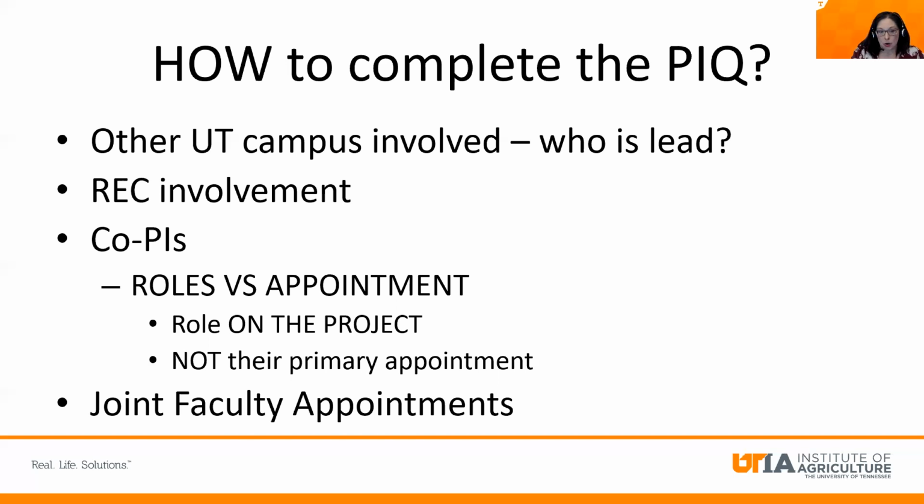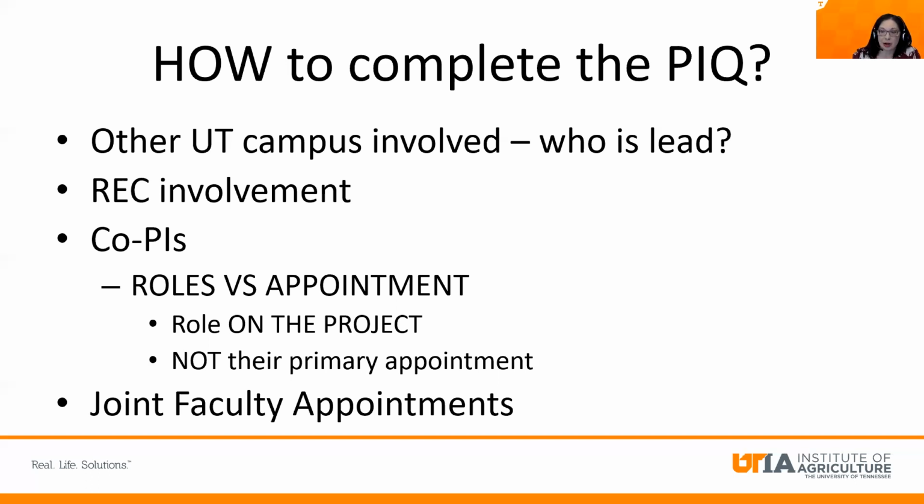We need to know that co-PI's role on the project, not their primary appointment. Often those two are the same thing. Somebody who has a primary research appointment, maybe 70R and 30E, most of the time the proposals they're involved in are going to be research, but sometimes they would be extension. So we need to know what the role on the project is. We're able to look in IRIS and figure out what their appointment is, but that won't tell us what their role on the project is.